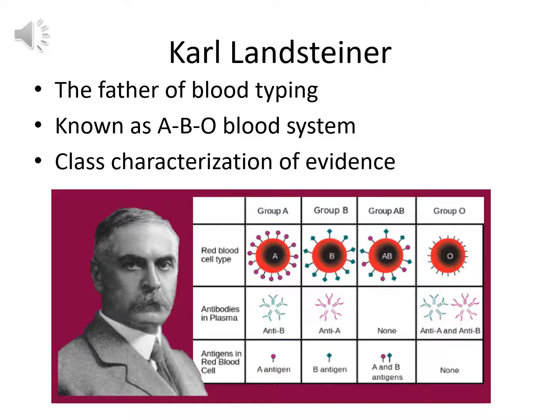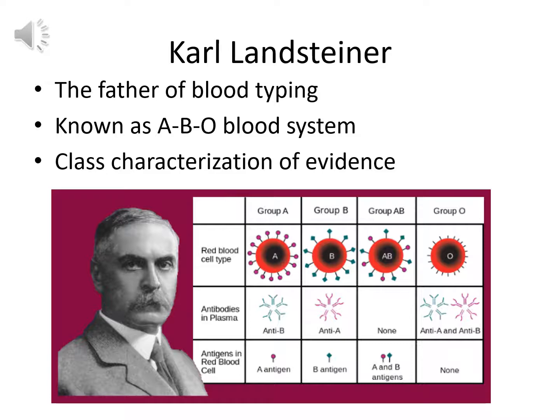An O individual could give to a type AB individual because when we give blood in transfusions, we get rid of the antibodies from the plasma. It would just be the blood cells, and since the type O blood cells have neither A nor B antigens, any of the other groups, A, B, or AB, could receive from group O.